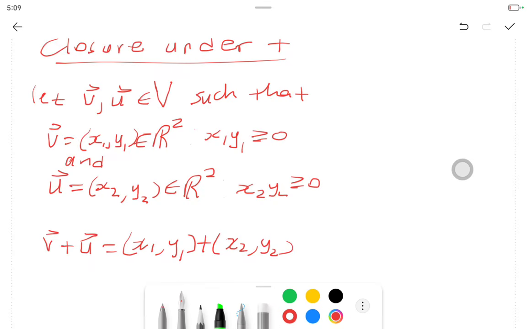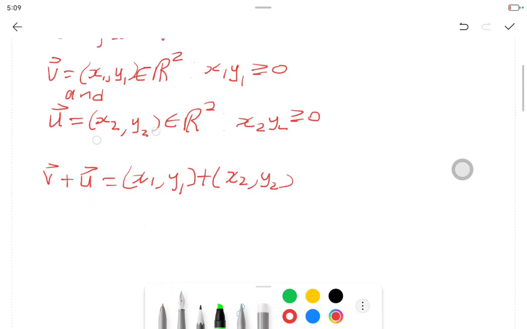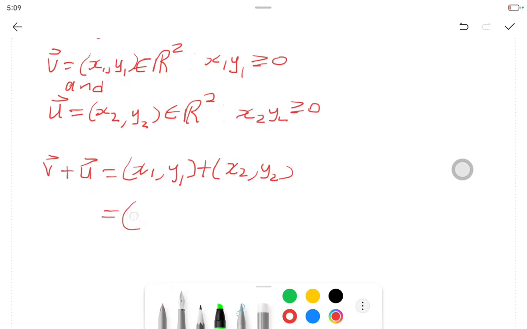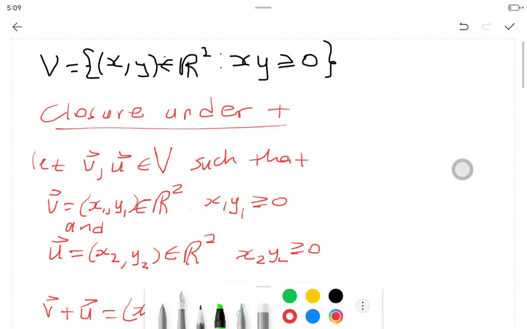Now, we're told that we're going to use the usual addition and scalar multiplication, right? So we're going to say this is (x1 plus x2, y1 plus y2). Since we know that this is also an element of R squared, according to that definition, we have only proved part of it. You see right now? So it means that we must also prove the other part.